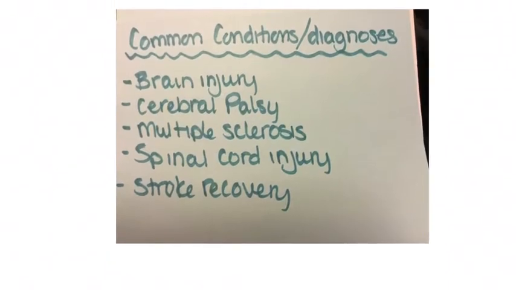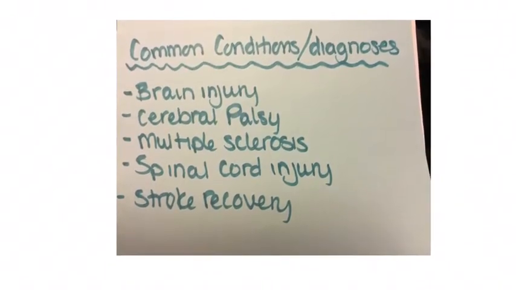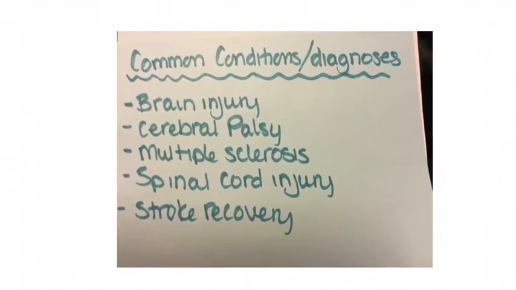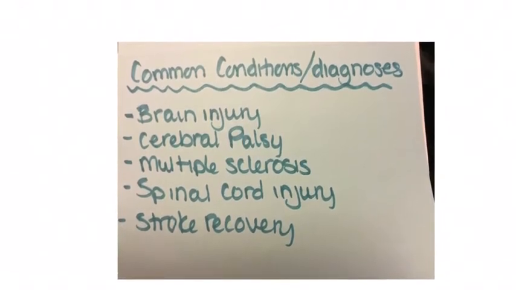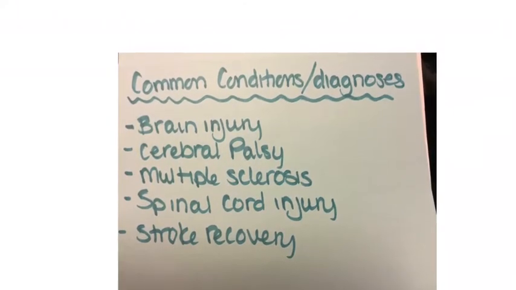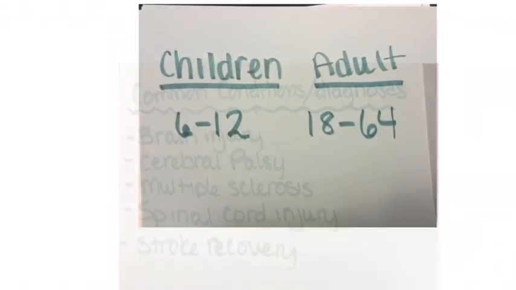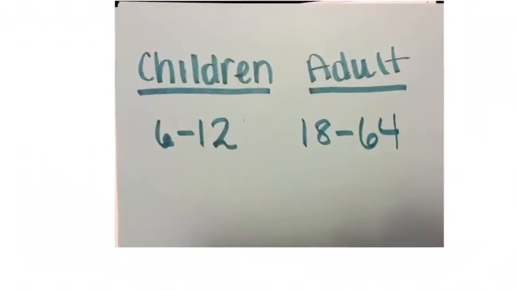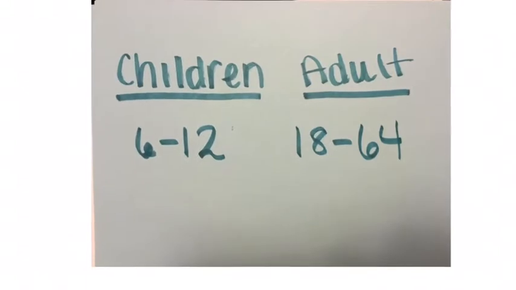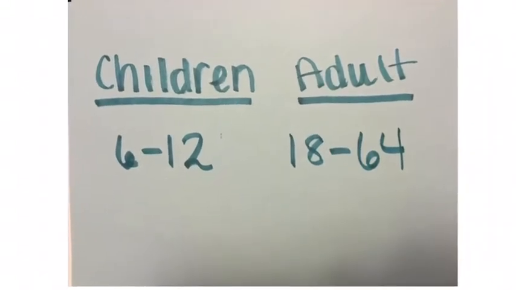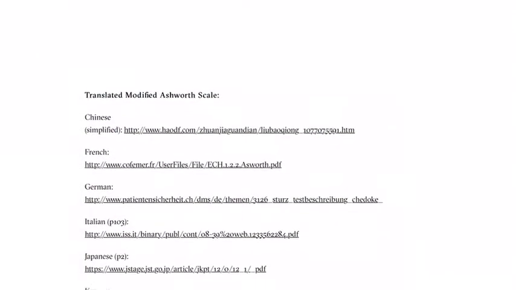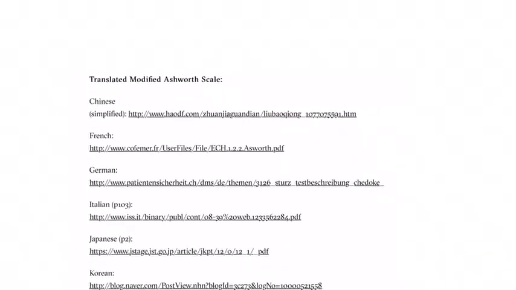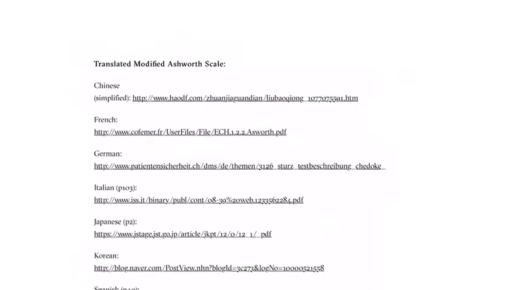Some common diagnoses and conditions that the modified Ashworth scale is used on are brain injury, cerebral palsy, multiple sclerosis, spinal cord injury, and stroke recovery. The typical age range for this test is children ages 6 to 12 and adults from 18 to 64 years old. The modified Ashworth scale is in English, but there are also other translated versions of the test available.